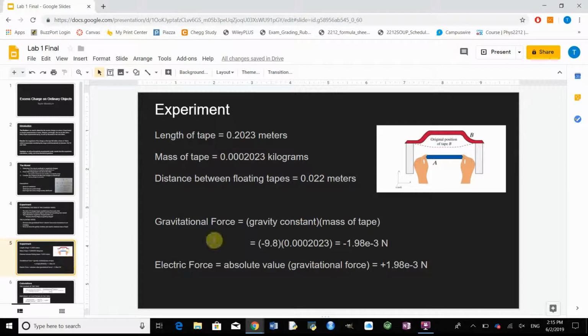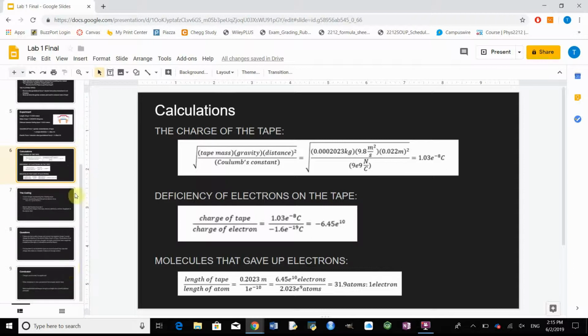Here I calculated the gravitational force, which is just m times g, the gravity constant times the mass of tape, and it came out to be negative 1.98 times 10 to the negative 3 newtons. And since we know that electric force is equal to gravitational force, we know that electric force would just be the same but opposite direction of the gravity force, and that is positive 1.98 times 10 to the negative 3 newtons.